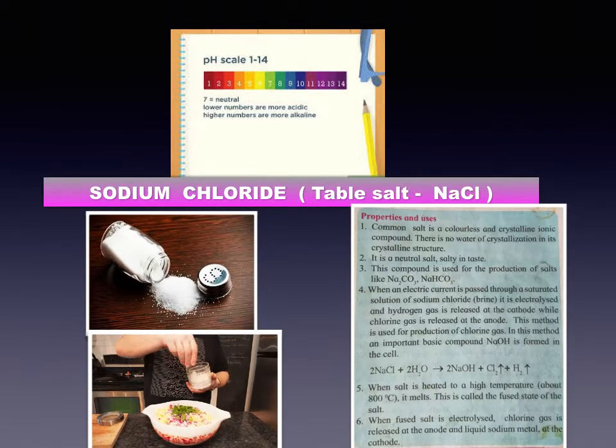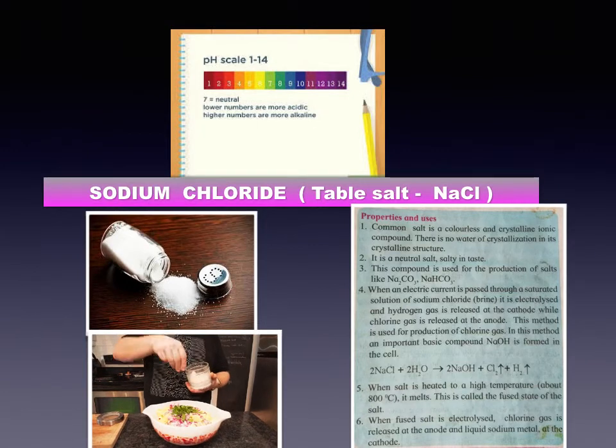Common salt is a colorless and crystalline ionic compound. There is no water of crystallization in its crystalline structure. It's a neutral salt, salty in taste. The compound is used for the production of salts like sodium bicarbonate and sodium carbonate.